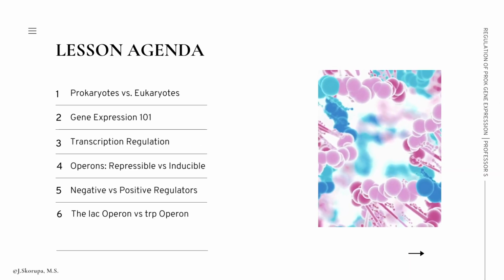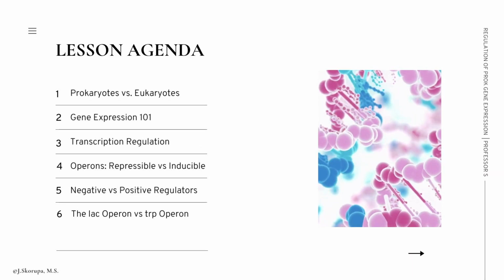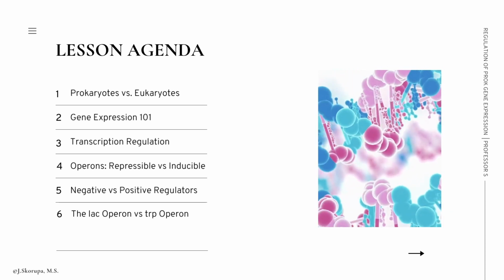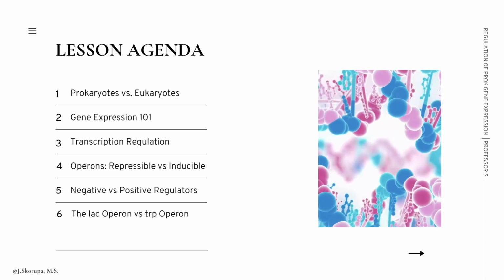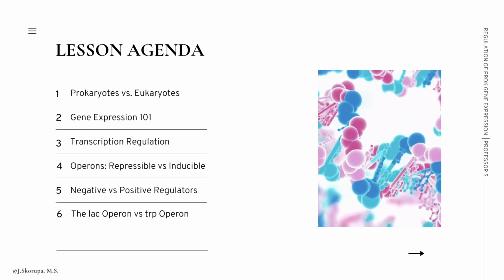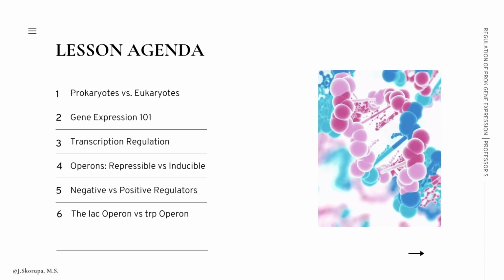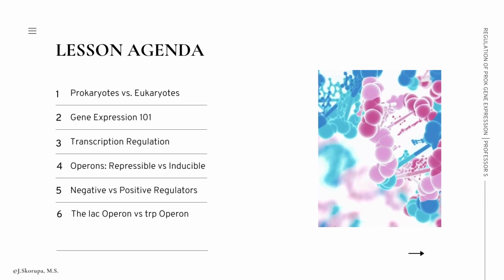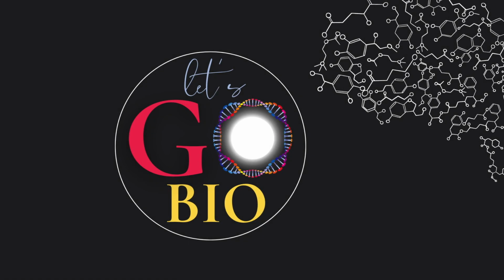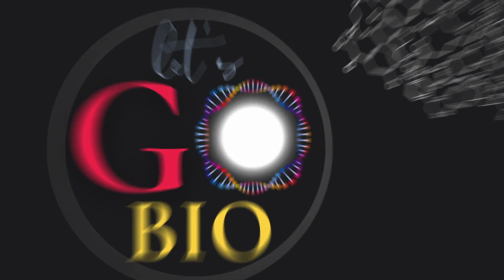Our lesson agenda will include prokaryotes versus eukaryotes, some basics on gene expression, including transcription regulation, and then we'll move into operons, two types, repressible and inducible, and different types of regulators, specifically negative and positive, and we'll be using the lac operon and tryptophan as examples. And this chapter had a lot of requests, so without further ado, let's go.